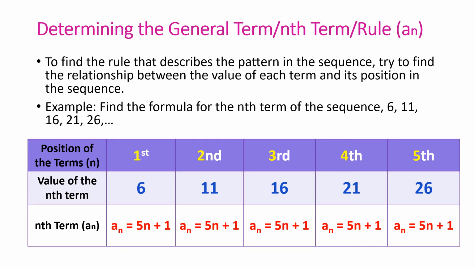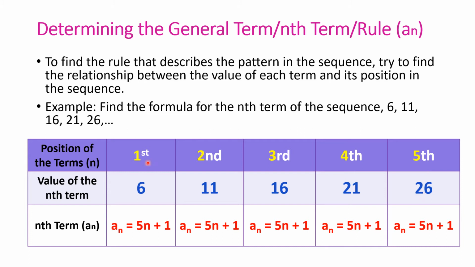I-relate mo na lang yun sa n. Paano kayang yung 1, which is the value of n for the first term, ay naging 6? Paano kayang yung 2 for the second term ay naging 11? Paano yung 3 for the third term ay naging 16? Yung 4 ng fourth term ay naging 21 at yung 5 ng fifth term ay naging 26.